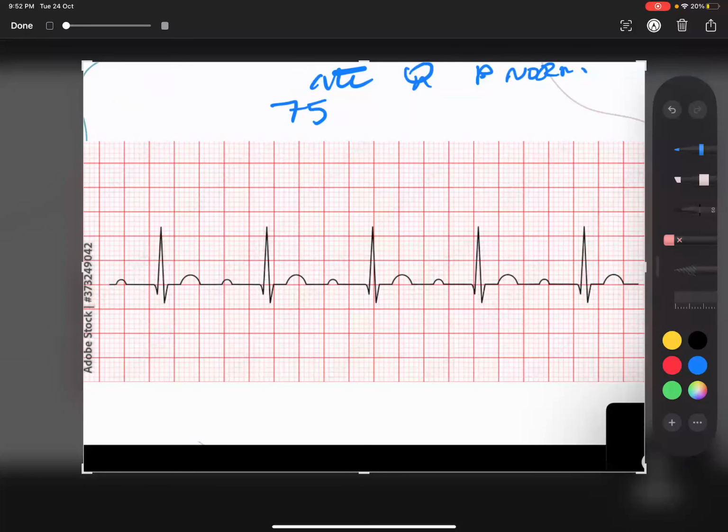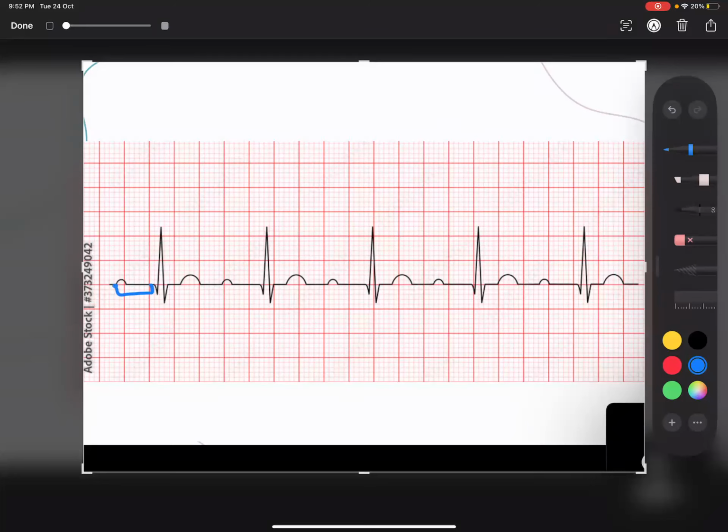Now, okay, can we see the PR interval? So the PR interval is more than 5 boxes, which is prolonged. Good job. So you see the boxes here? It goes from here to here.